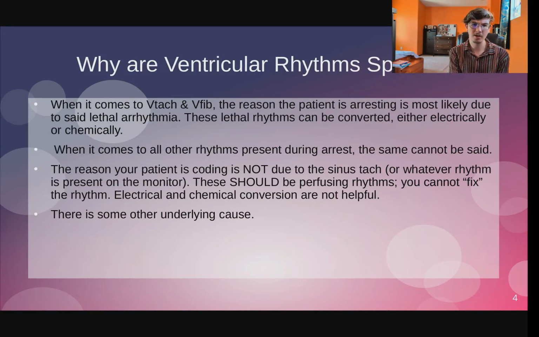Okay, so then why are ventricular rhythms so special? If they are just PEA, why do we treat them differently? When it comes to VTach and VFib, we are assuming that the reason the patient is in cardiac arrest is most likely due to said lethal arrhythmia. With VFib, there is no organized contraction of the myocardium at all, and with VTach, a lot of times there's not adequate contractility for there to be any kind of cardiac output, right? This is why the patient is in arrest. These lethal rhythms can be converted either electrically or chemically, so that's why our goal with VTach and VFib shifts to converting these rhythms, because we're assuming that will probably give us ROSC.